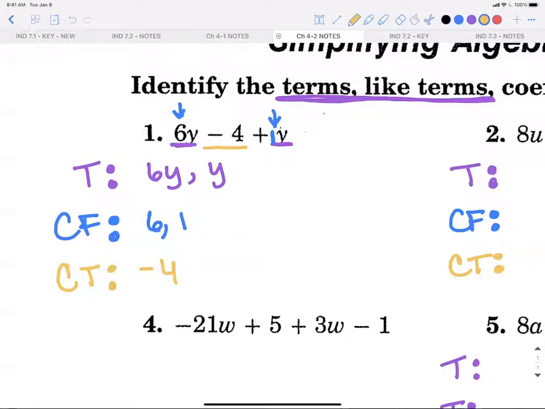Yes? Why would 6 not be a constant? Let me circle it in red. This right here, because it's attached to a y. Yep. Because it's attached to a y, it makes that a coefficient.